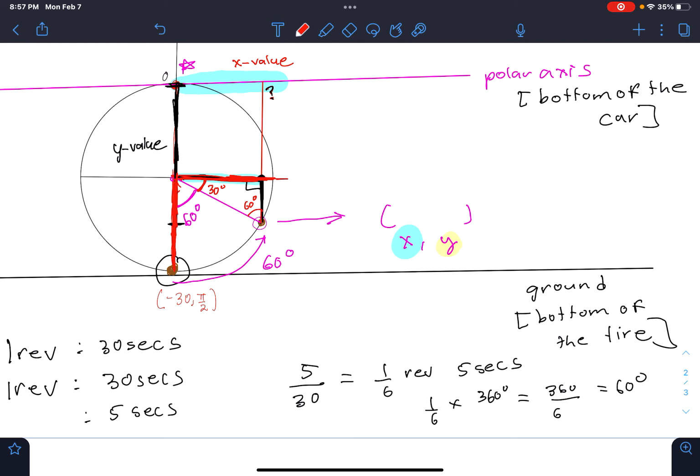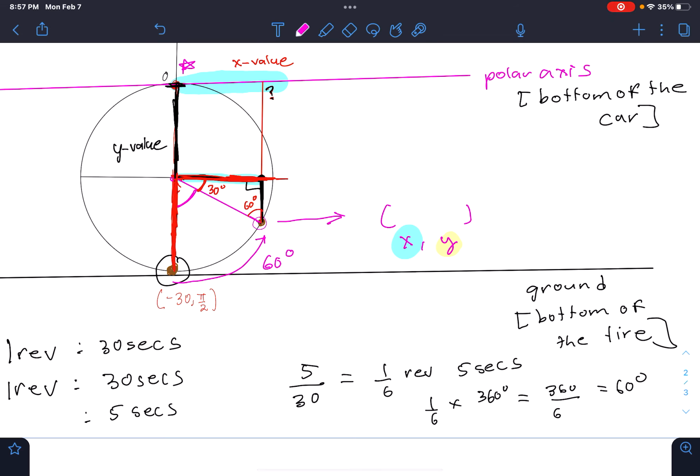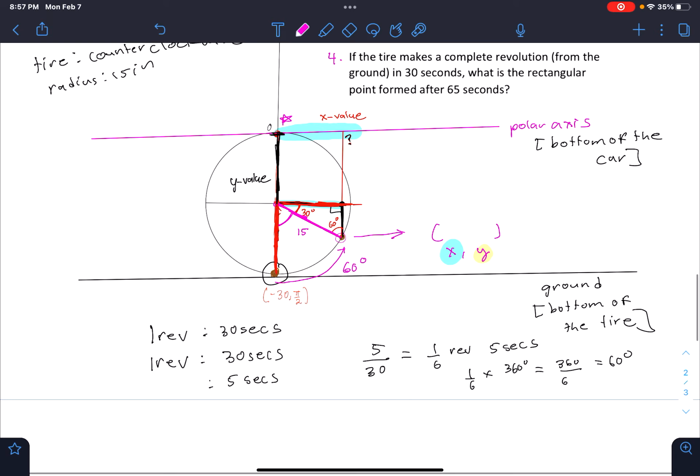So what you might not have noticed is the fact that that pink line, which I'm going to highlight again right here, this is actually our radius. And you actually know that the length of this is 15. Because any point from the middle to the outside of a circle, that's our radius. So we know that's 15.